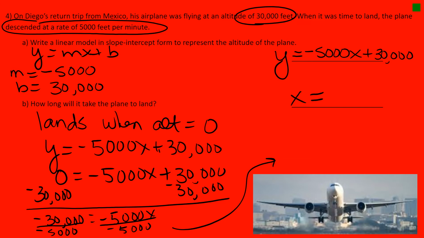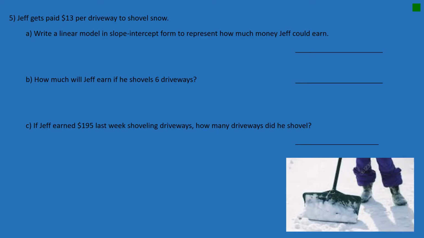So I have negative 30,000 divided by negative 5,000, and I get 6. So 6 what? 6 minutes. So when the plane starts descending at that rate, from 30,000 feet, it's going to take 6 minutes to land. All right, number 5.